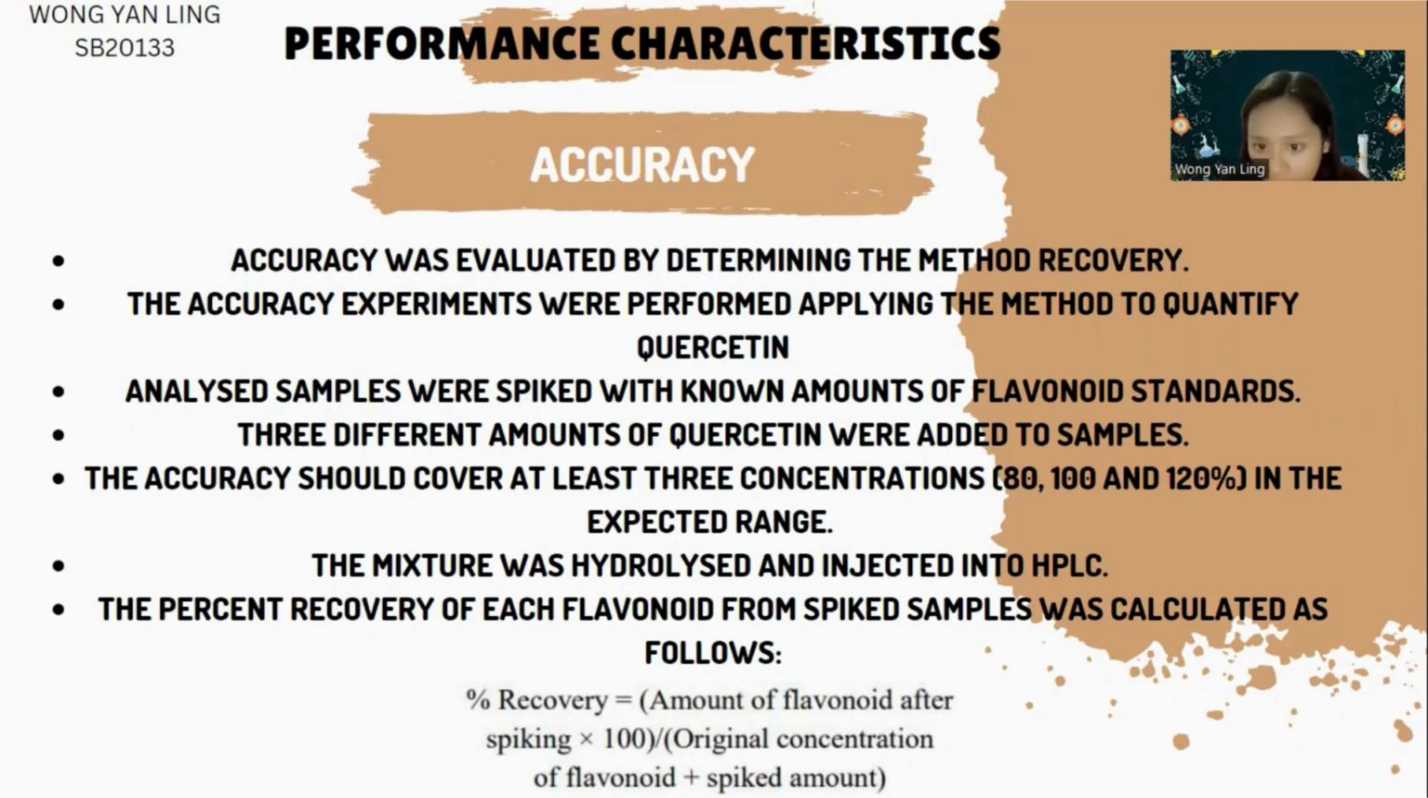So we can try 80%, 100%, and 120% in the expected range. The mixture was hydrolyzed and injected into HPLC. The percent recovery of each flavonoid from the spiked sample was calculated as follows. So we can see that there is the calculation for the percentage of the recovery.